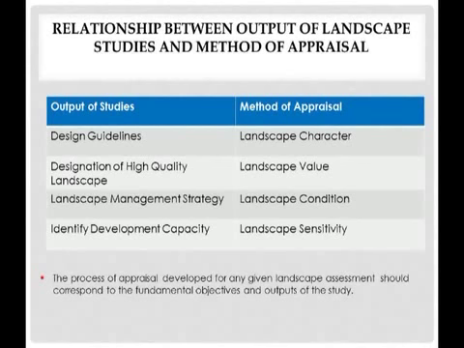As explained earlier in landscape methods and uses, this table is describing the relationship between output of landscape studies and method of appraisal. Where design guidelines are to be developed, landscape character is an appropriate basis for appraisal because in order to derive guidelines, it's important to know what the basic patterns or landscape features are and how future development should relate to them. Where the objective of the study is the designation or relative values of landscapes, assessments of landscape values will be appropriate, which allows the comparison of landscapes of different types.